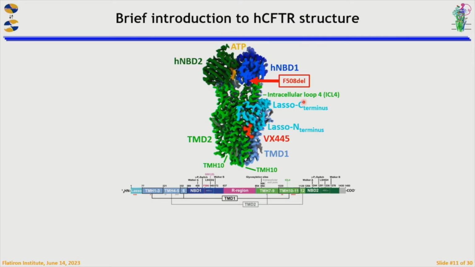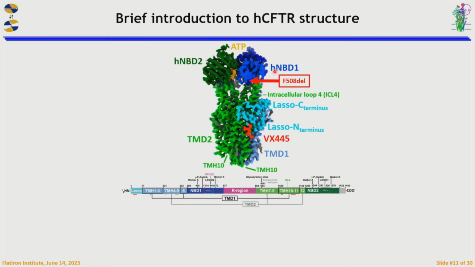I'm also going to use the same coloring throughout, so I'm now going to slow down slightly and explain the coloring and the structure. There are two nucleotide binding domains, NBD1 and NBD2. ATP binds at their mutual interface. The main thing that ATP binding does is pull this interface together from a more expanded state. I'll show you later. The F508del mutation is at the interface between NBD1 and intracellular loop 4.